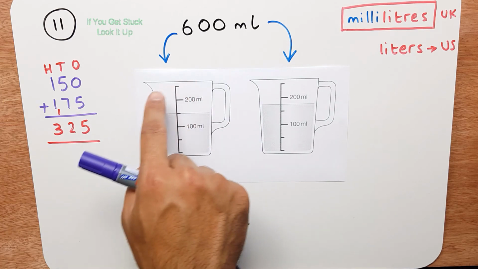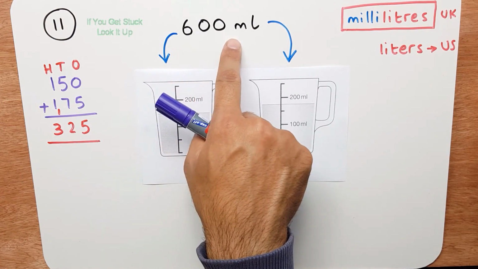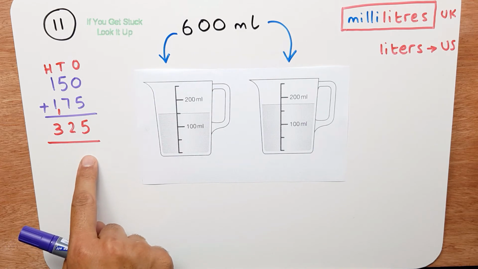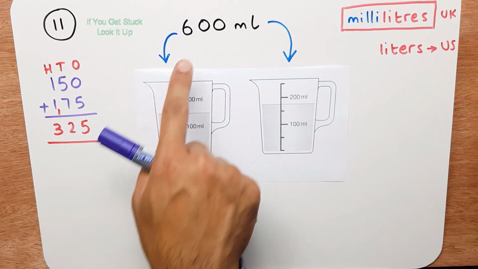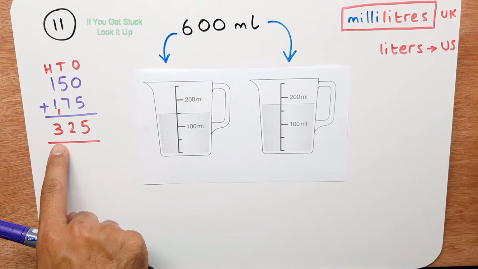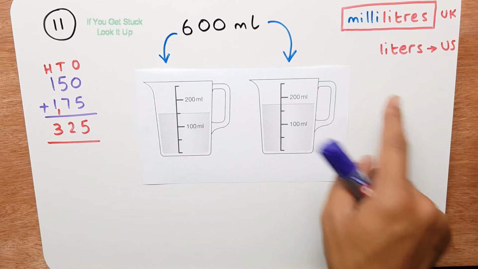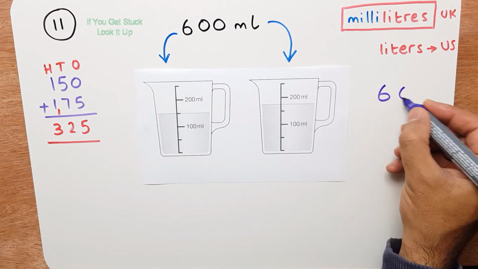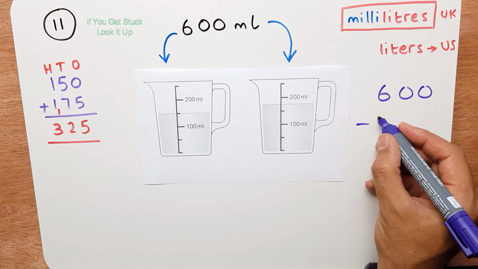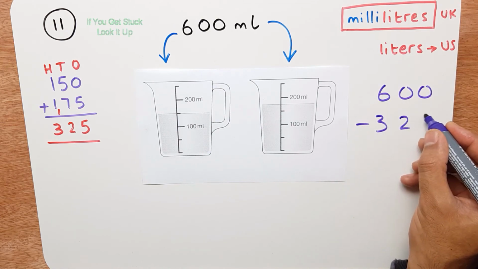So how many millilitres are left if Stefan started off with 600? So our calculation now is a subtraction. So we need to do 600 take away 325. So let's do that here. 600 take away 325.